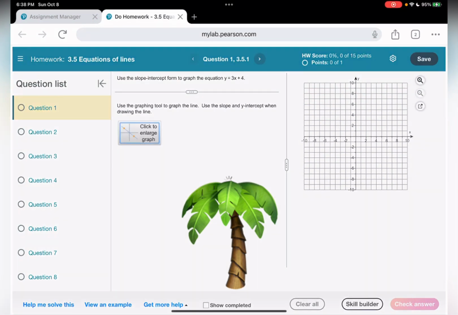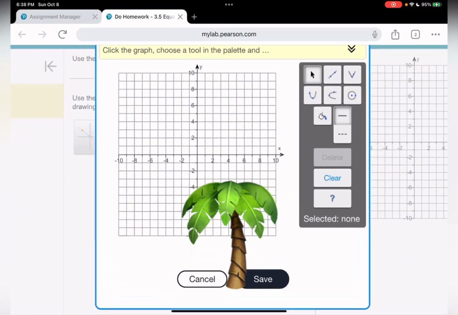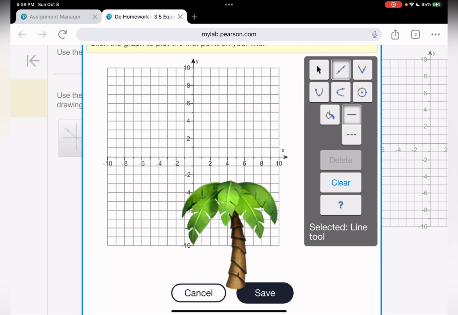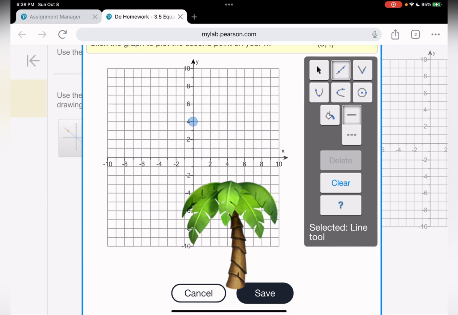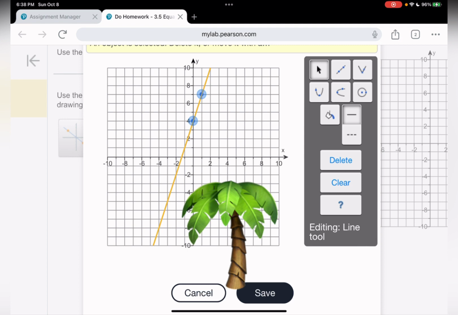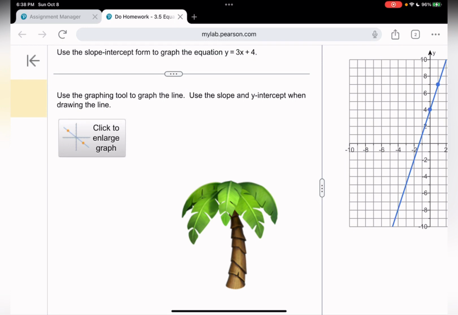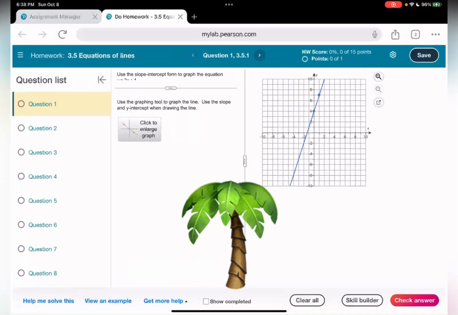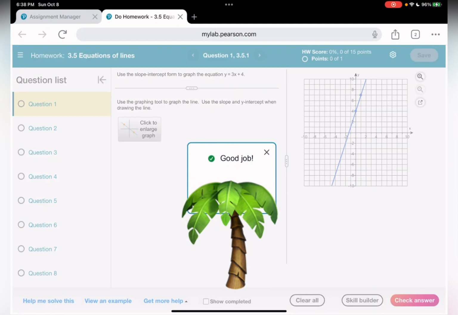Let's build this graph here. From 4, here I can go up by 3, right? Because I have space. So if I go up by 3, 1, 2, 3, I will get to 7, and then to positive 1, here it is. Okay, so there we go. Let's check the answer. Good job. Moving to the next one.